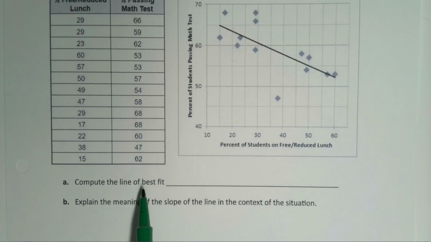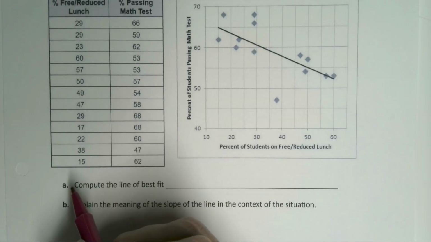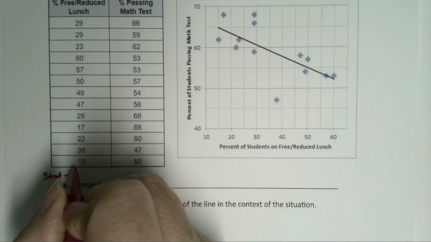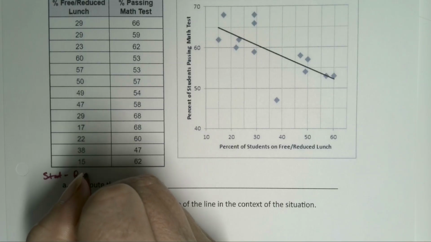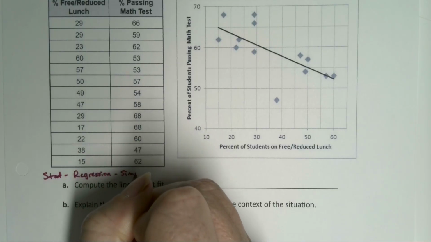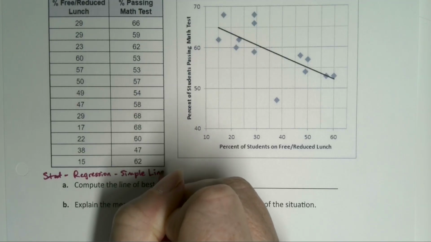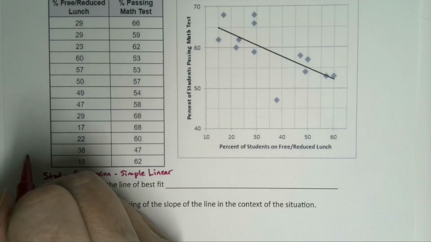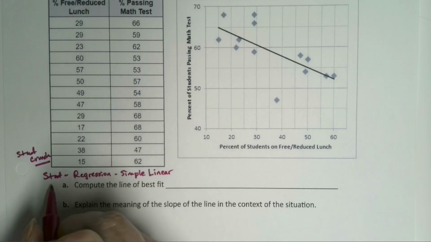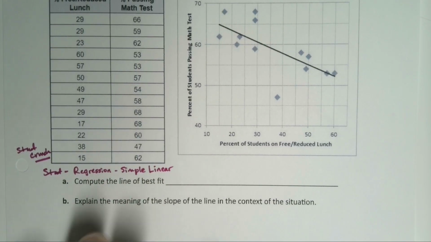So that's the first thing it wants, is the line of best fit. Okay, so to find the line of best fit, we'll have to use the same StatCrunch path we use for everything in this chapter. So that'll be stat, regression, simple linear. Right, that's our StatCrunch path. All right, so let's go do it.